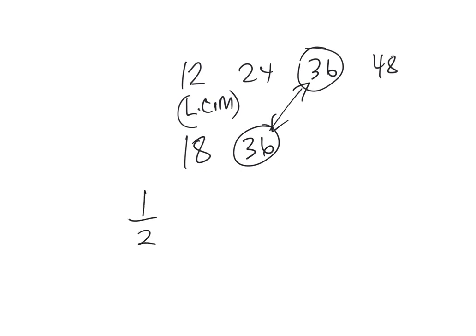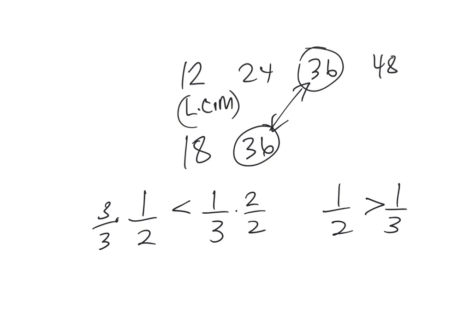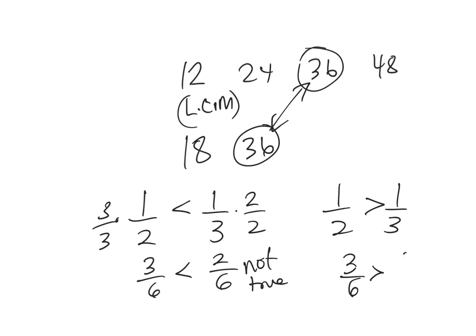So we have 1 over 2. Is 1 over 2 less than 1 over 3? Or is 1 over 2 greater than 1 over 3? Well, what I'm going to do is multiply here by 3 over 3 and 2 over 2. So now I have 3 over 6 less than 2 over 6. Is that true? Not true. Or over here, it will be the same thing. It will be 3 over 6 greater than 2 over 6. And that is true. Cool.